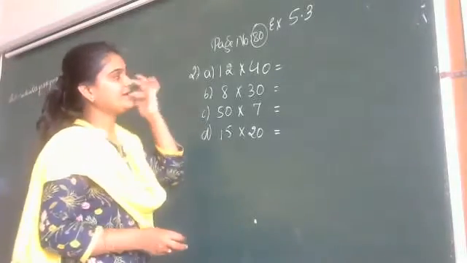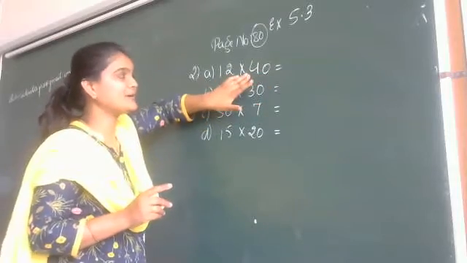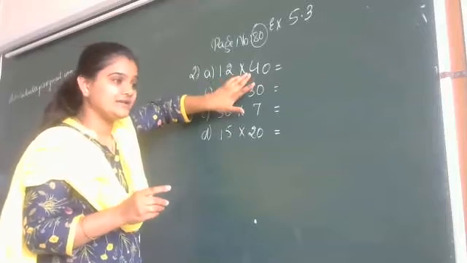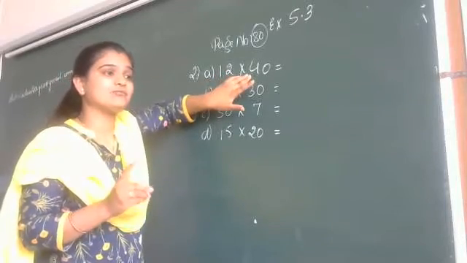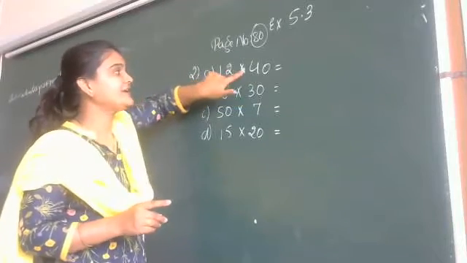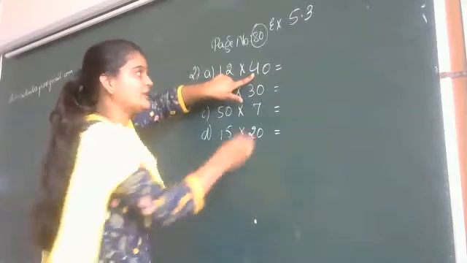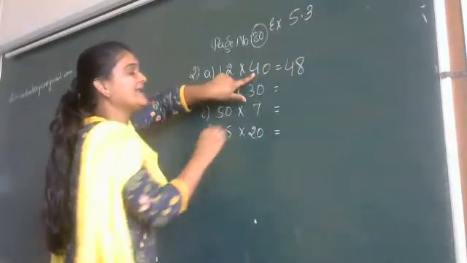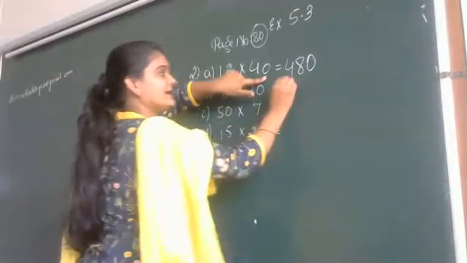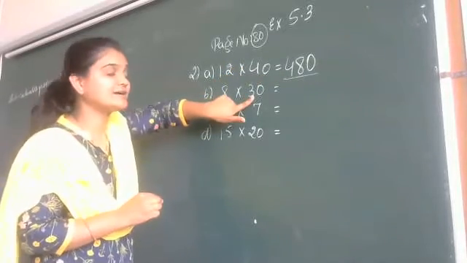Now tell me, here 40 is also a tens. Whenever you multiply any number by tens, there will be an increase in the zero, and the remaining numbers you will have to multiply. Tell me children, 12 table, 12 into 4. 48. Yes, 48 and 0 will be written in the ones place. So 480.